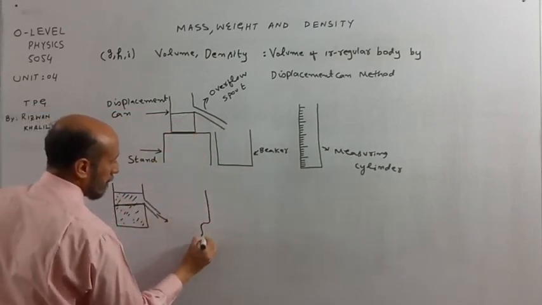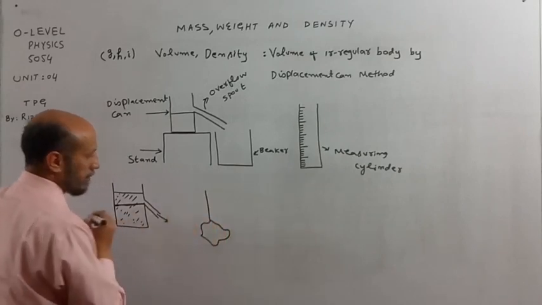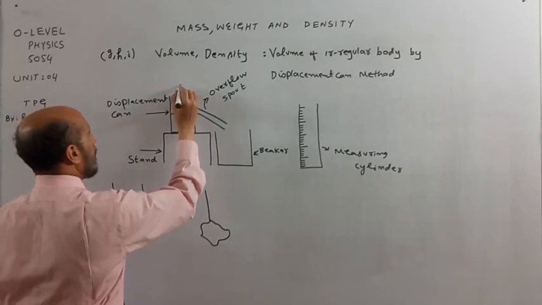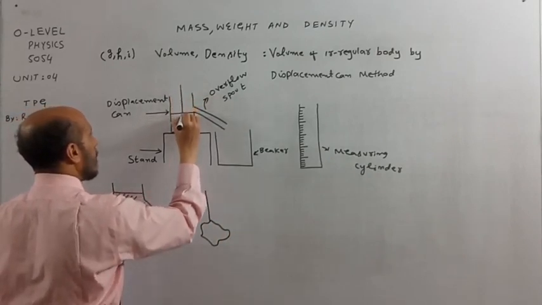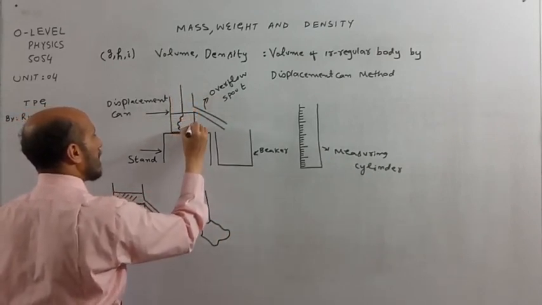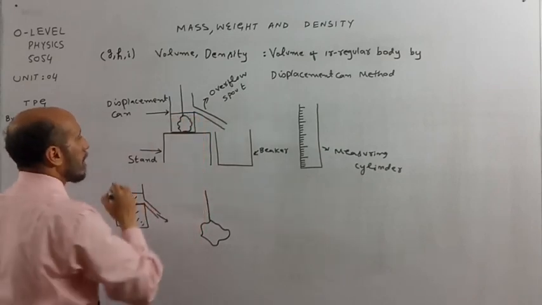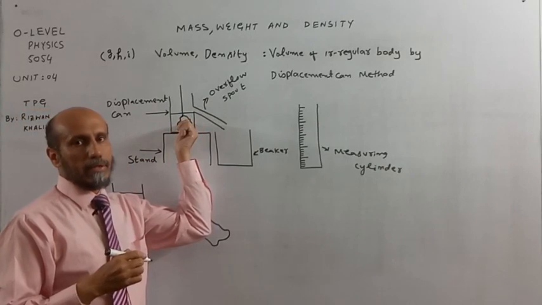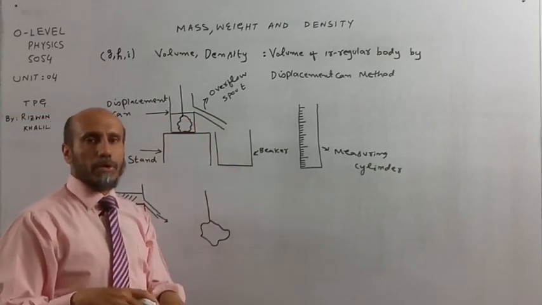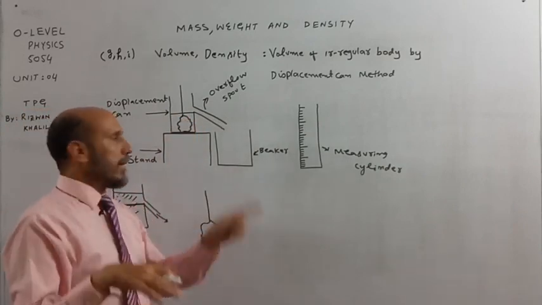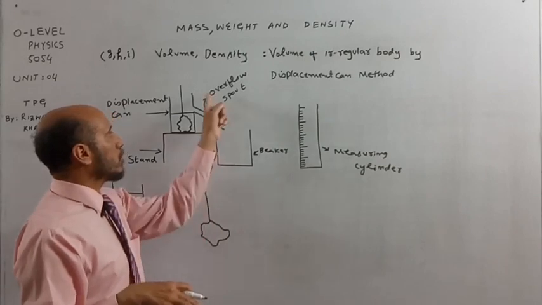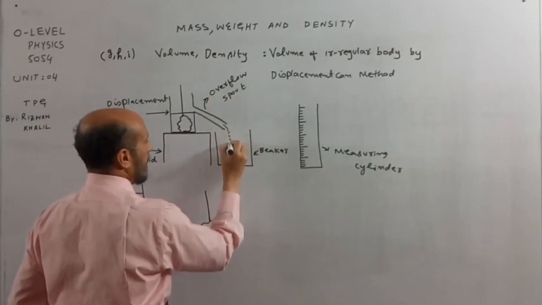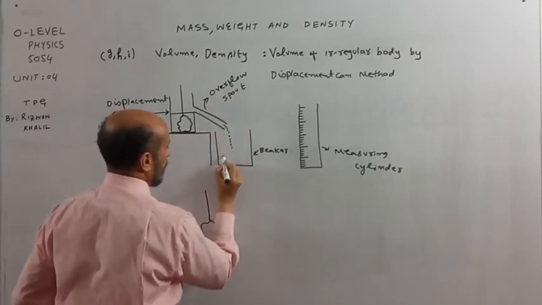Again we will hang an irregular shaped body with a thread and immerse that body in the displacement can. Now, equal to the volume of this body, what happens to the water level? It rises up and overflows from this overflow spout and will be collected in this beaker.